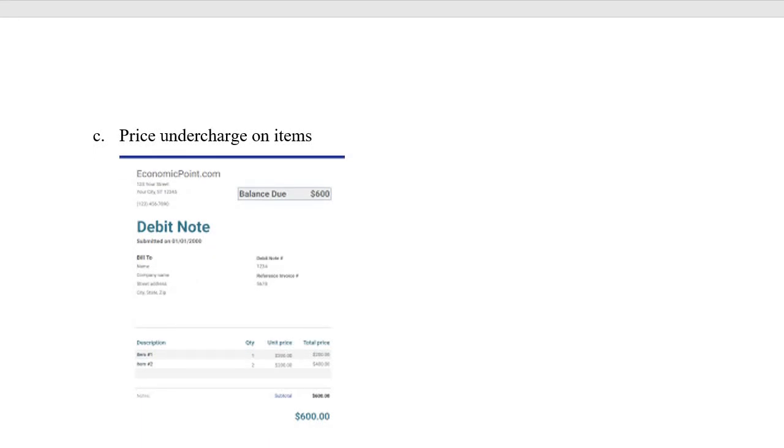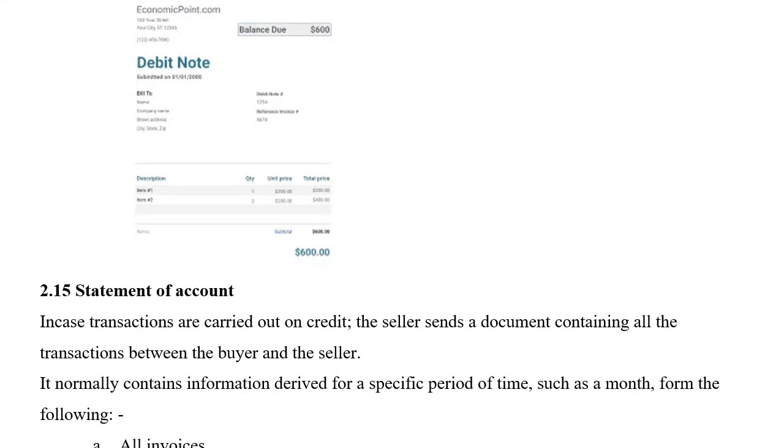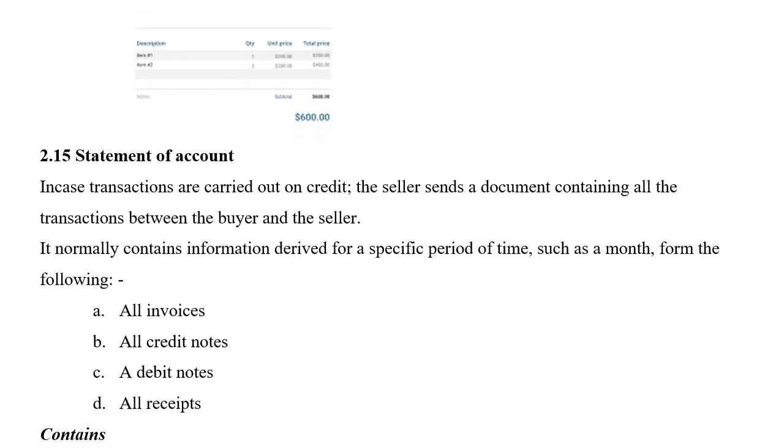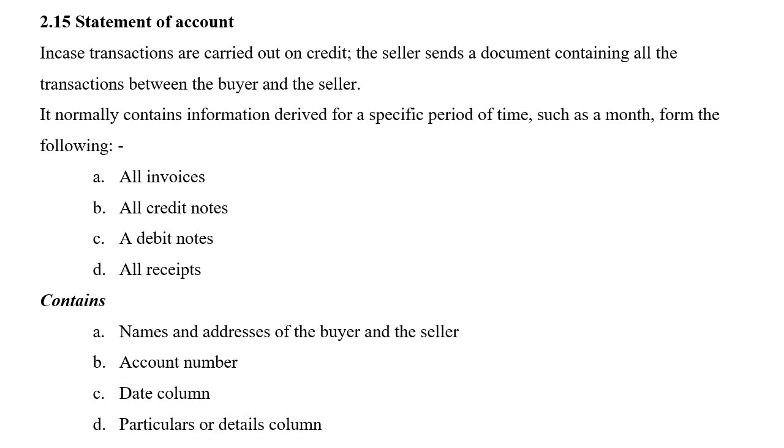So here you can have a look. We have the debit note, bill to, the description, the quantity, the unit price, and the total price. So let's talk about another document of home trade called the statement of account. In business accounting, we do talk about statements of account, and I want us to know what statements of account are so that we can get an analogy of what it is.